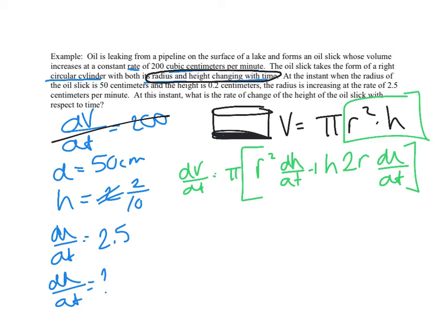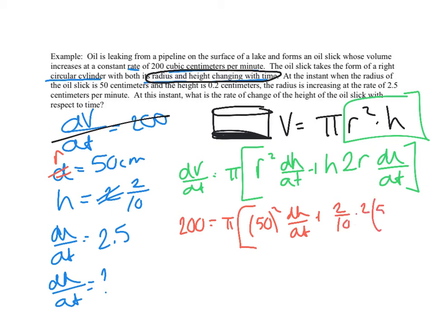Note one quick mistake here. I think this radius was 50, not diameter. I apologize for that. So dV/dt is 200 equals pi. My radius squared is 50 squared times dh/dt, which I do not know, plus my height, which is 2/10, times 2 times my radius of 50 times dr/dt, which is 2.5.